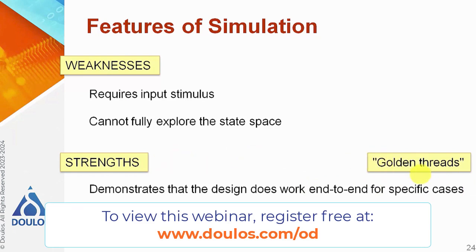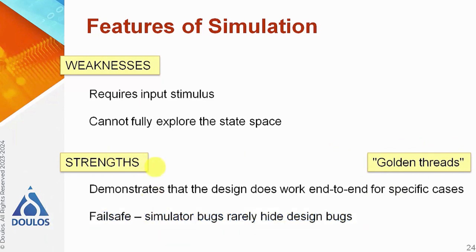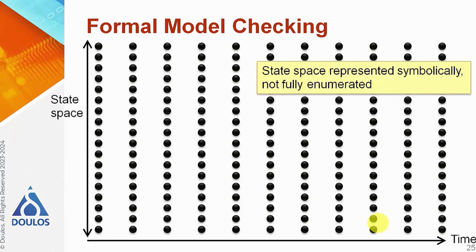Simulation, emulation and prototyping allow us to demonstrate the existence of golden threads where our design actually works end to end. And simulation is also relatively fail-safe. Of course, simulators could have bugs, but it would be extremely unusual if a simulator bug hid a design bug. Having a design bug and a simulator bug that cancelled each other out, so we got a false positive, is theoretically possible, but extremely unlikely to happen in practice.